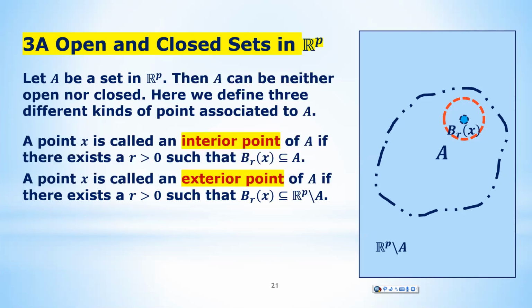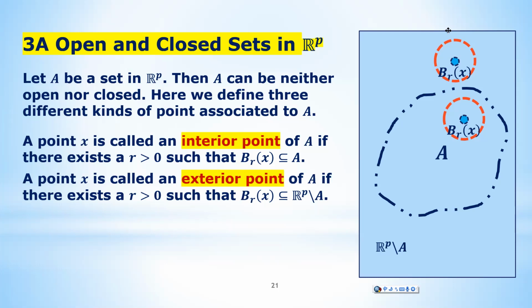Now, a similar notion is the exterior point. An exterior point means that the point is completely outside. Not only is the point outside, but also the nearby points are outside. This means that there is a ball, B_r, completely outside of A. You can see that the point is outside, and the whole ball surrounding x is also outside. That's called an exterior point. So for a set, you can always define the interior points and exterior points.